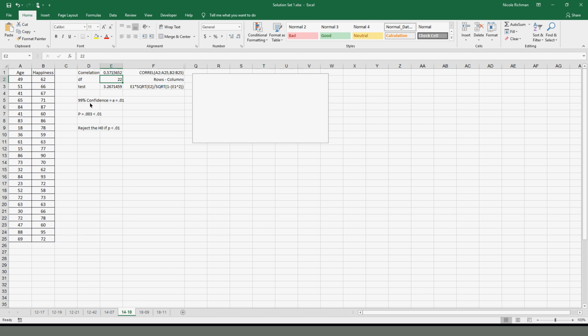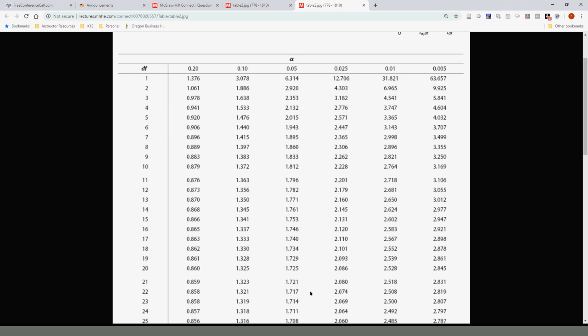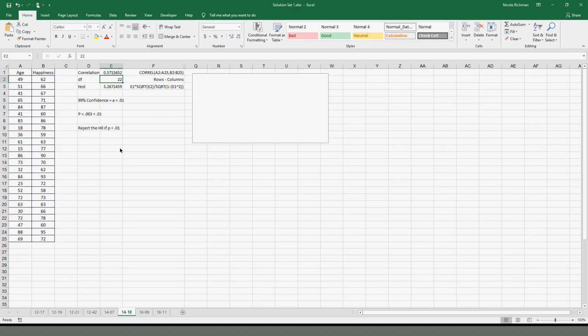If we want to know at the 99% confidence level, our alpha is going to be 0.01. And so we need to look up the test statistic at 3.26. So we're going to flip back here, and with 22 degrees of freedom, our test statistic is now all the way over to the right of the chart. So we know that our p-value is going to be less than 0.005, which is less than our 0.01. So we can say with 99% confidence that we can reject the null hypothesis because our p-value is less than 0.01.